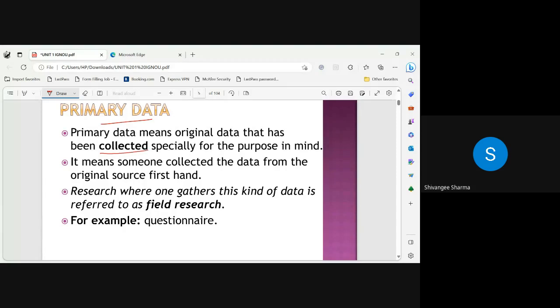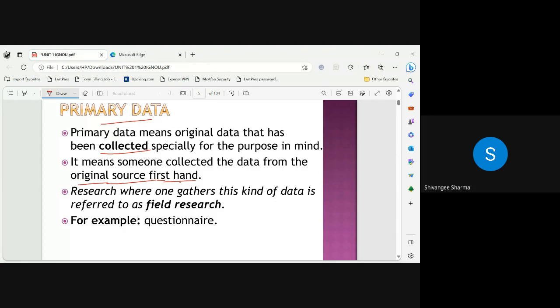Especially for the purpose means there should be a problem, and to find the solution of that problem, you are collecting some data. Someone collected the data from the original source. It is first hand data. It is original source and first hand data.